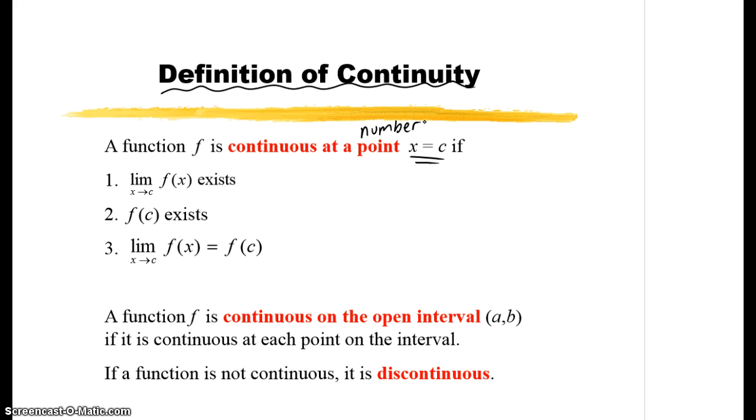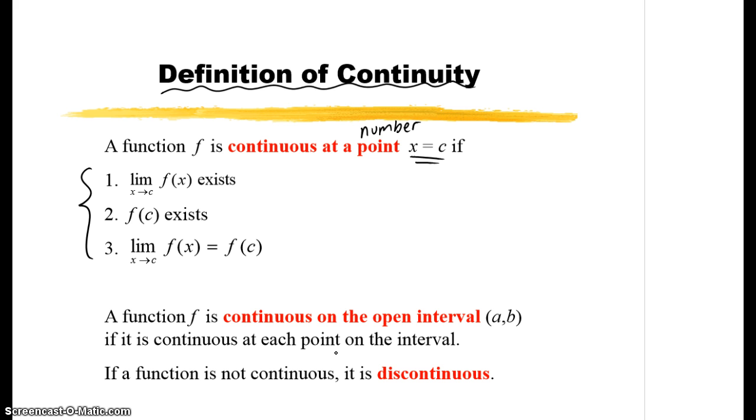f is continuous at a number x equals c if one, the limit as x approaches c of f of x exists, two, f of c exists, and three, those two things, the limit and f of c, are equal to each other. So very basic. Those three conditions need to be satisfied for f to be continuous at a point x equals c. If one of them fails, the function is not continuous at that point.